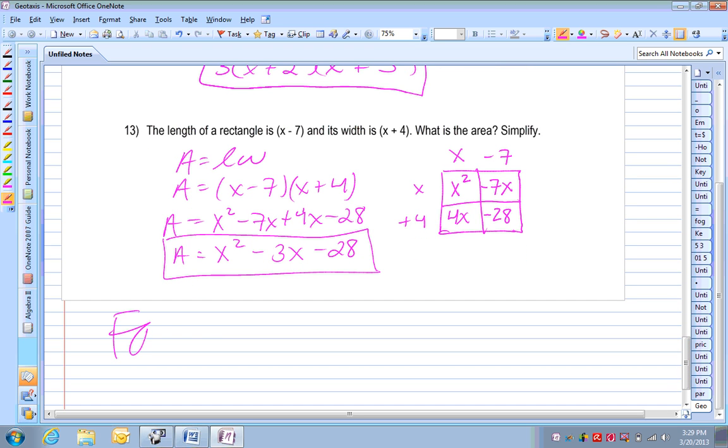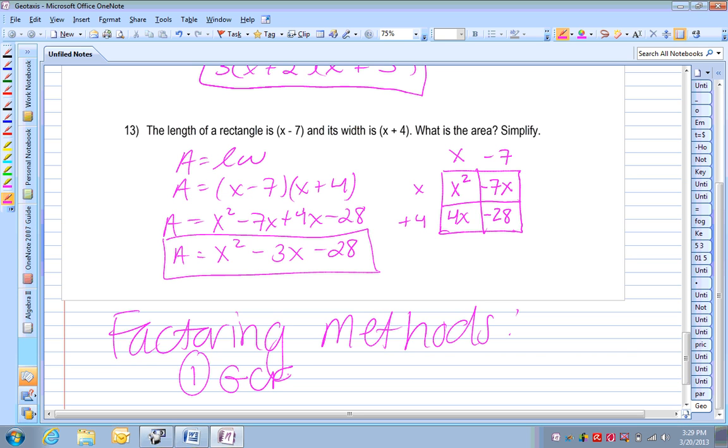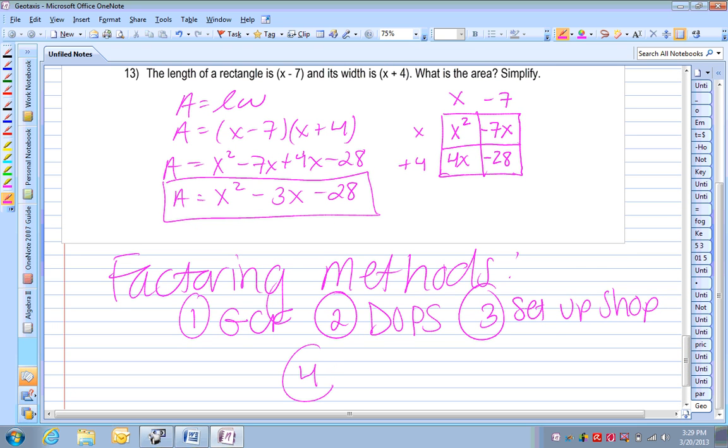But remember, I want you to write down on your review right now the 4 factoring methods that we use. The first is GCF. You should always look to factor out the GCF. The second is DOPS. See if you have two perfect squares being subtracted from one another. Third, we're going to try and set up shop. And then last but not least, if you can't set up shop because there's a number in front of your x squared, you're going to do the reverse box method.